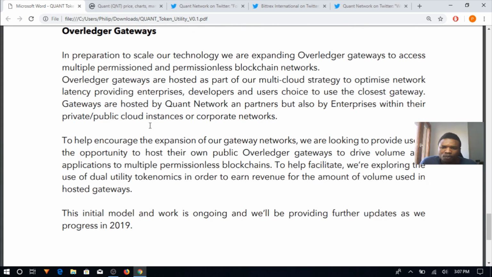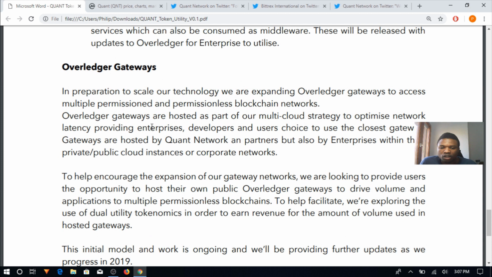So when it comes to gateways, I don't know how we, the users, or the people that are invested in Quant Network right now, are going to be involved. I don't know if you're going to have access to run those to help these Overledger gateways, because if we can, then it will be good for the community. It will bring a lot of people to the Quant Network community, to the Quant Network ecosystem, because people will be interested in running those and getting rewarded for it.